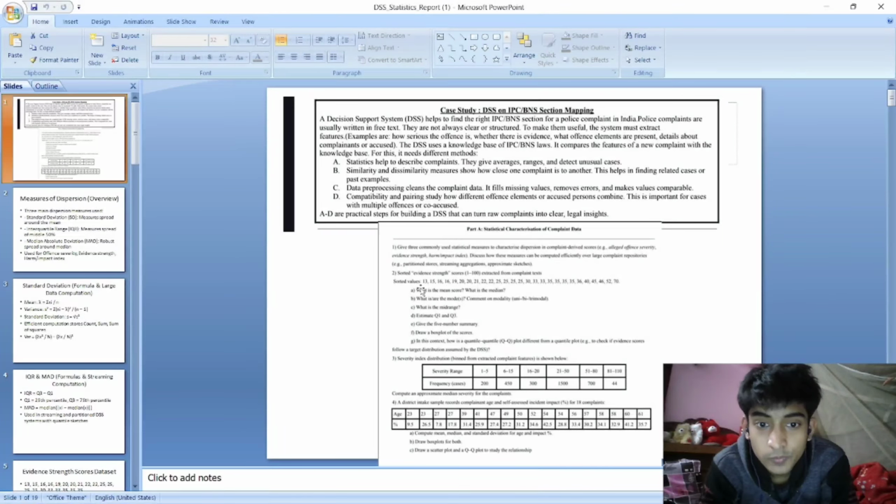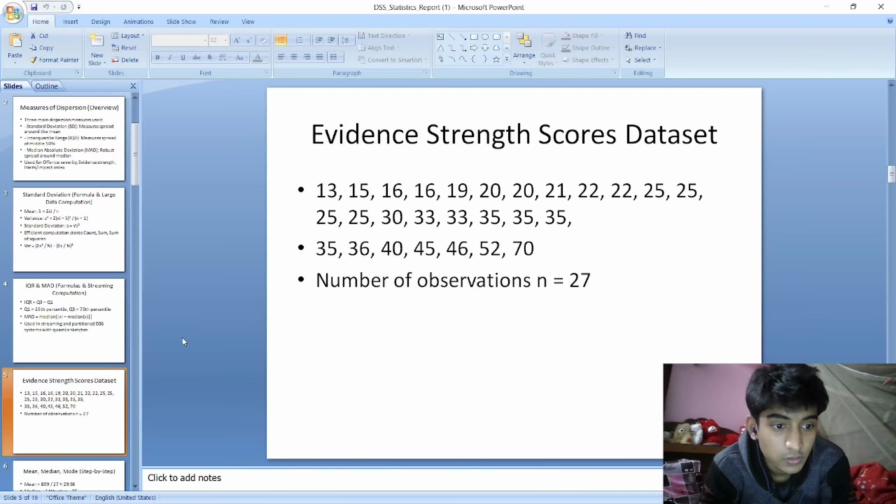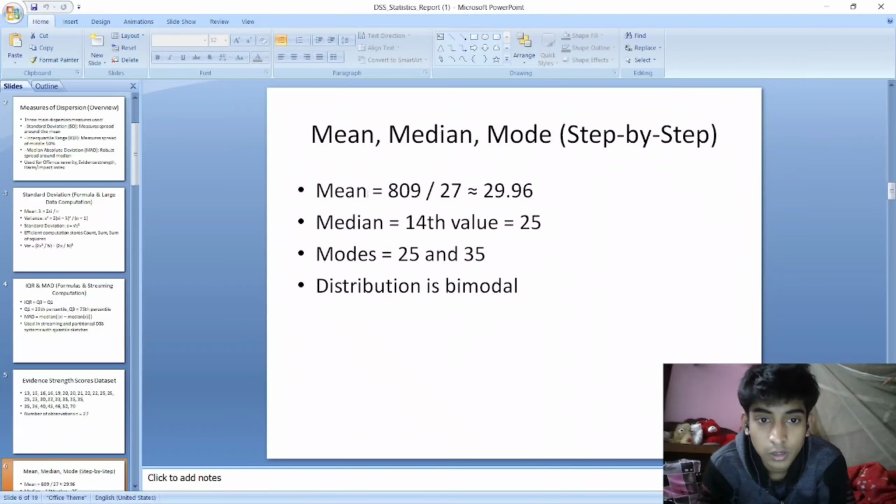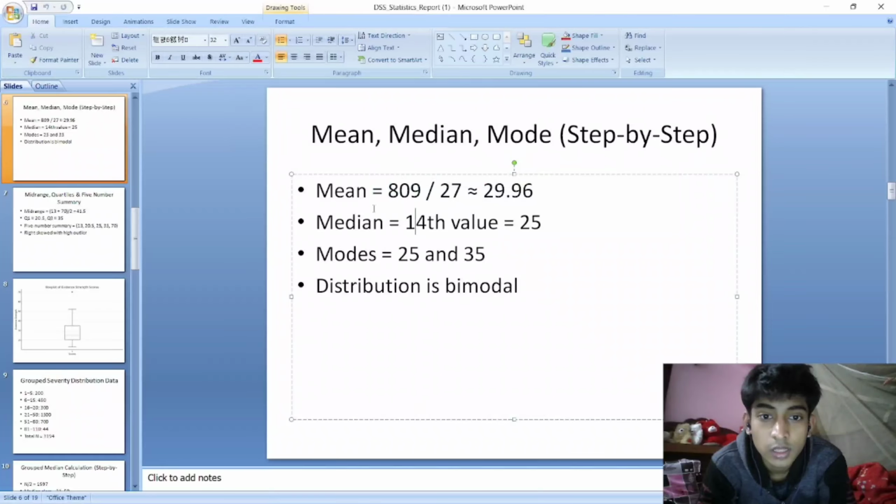Now let's discuss question two, where we are given evidence strength scores from 1 to 100, and these are all sorted values. We are asked for the mean, mode, mid-range, quartile 1, quartile 3, the five number summary, to draw a box plot, and to explain how a QQ plot differs. Okay. So let's discuss this. We are given this data set where we count the values. It will be 27, right? So we apply the mean formula, the sum of all observations divided by the number of observations. We get a value of 29.96.